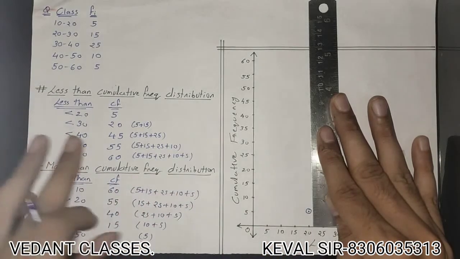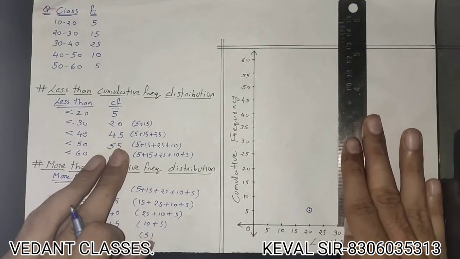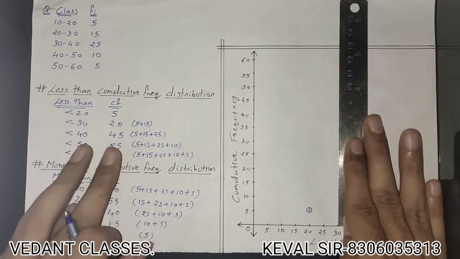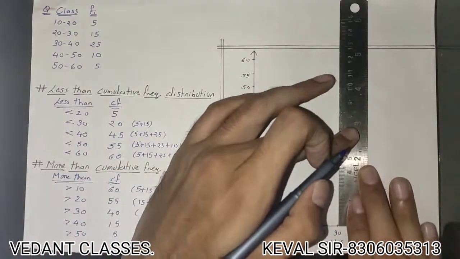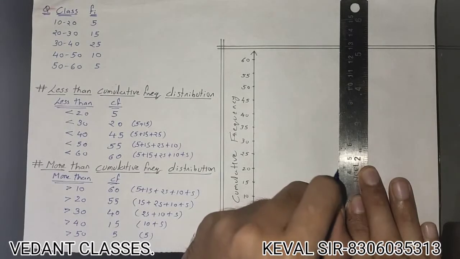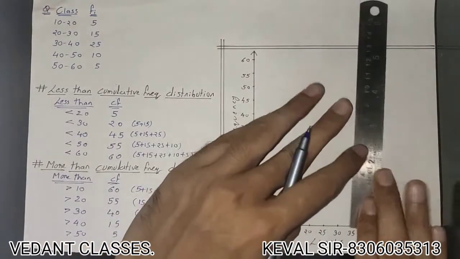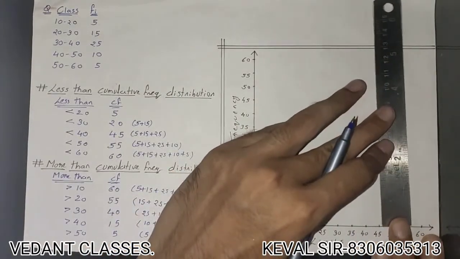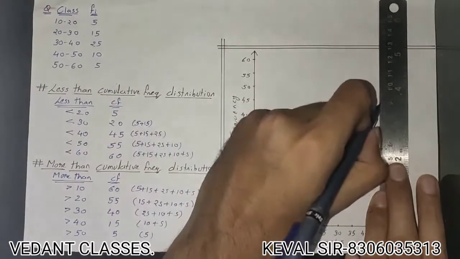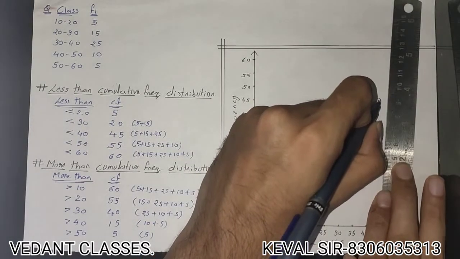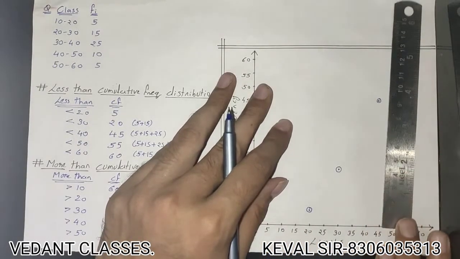Then for 30, what will be the corresponding value? It will be 20. So let's plot the value for 30. It will be somewhere here, right? Then for 40 it will be 45, and it will be over here. The corresponding value for 45. Then for 50 it will be 55.